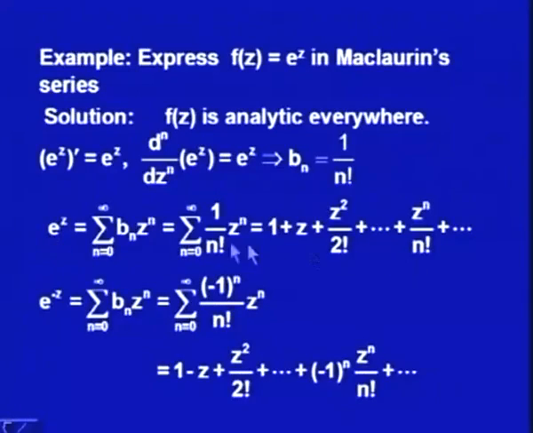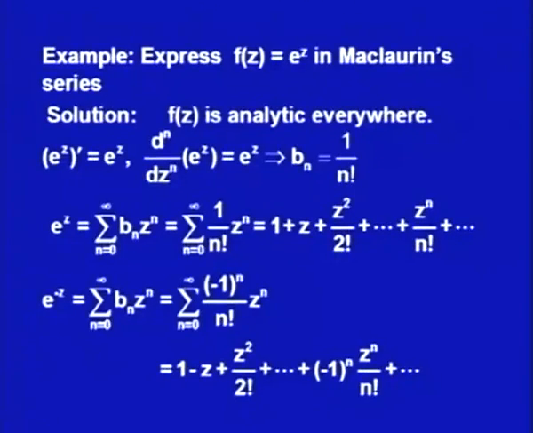Further, if this is the Maclaurin series for the function e raised to power z, then what will be the Maclaurin series for the function e raised to power minus z? If we replace z by minus z here, then we will get the Maclaurin series for e raised to power minus z. Proceeding this way, e^(-z) is equal to summation of minus 1 raised to power n divided by factorial n into z raised to power n, and that gives me 1 minus z plus z square by factorial 2 and so on, plus minus 1 raised to power n z raised to power n over factorial n and so on. So, we have alternating positive and negative terms in this series.